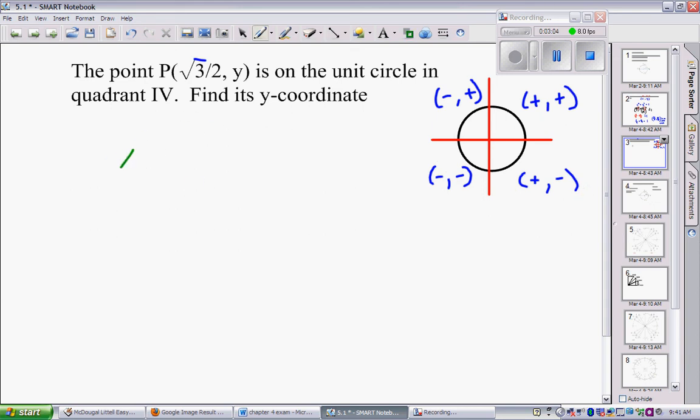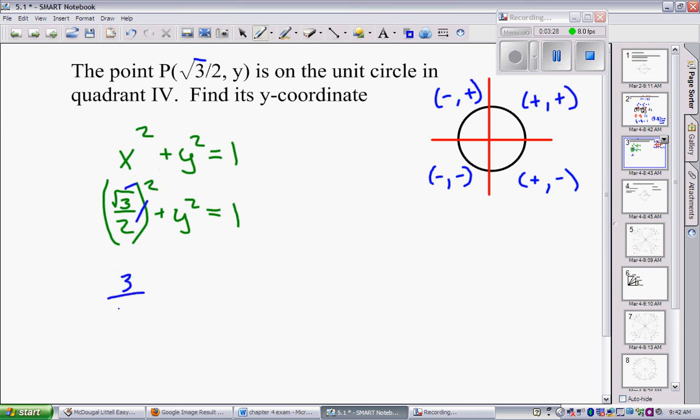So we plug our point into x squared plus y squared equals 1. We're being told it is on the unit circle. So root 3 over 2 squared plus y squared equals 1. Root 3 squared is 3. 2 squared is 4. Plus y squared equals 1. So we have to subtract the 3/4 from both sides, and get y squared equals 1 minus 3/4. So that's 1/4.